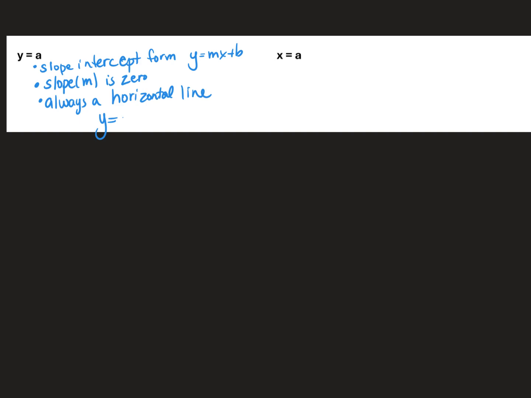So y equals -6. When I graph y equals -6, -1, -2, -3, -4, -5, -6. Y equals -6 is that red horizontal line.